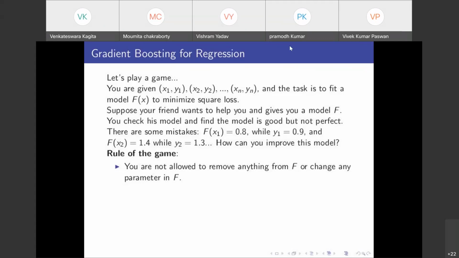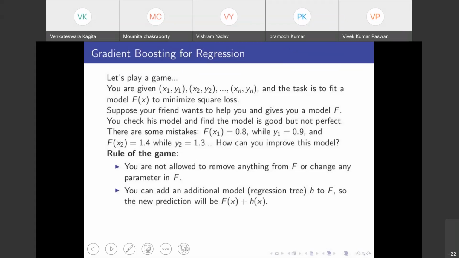You have some function f of x, which is a good model but not a perfect model, and you have to improve it. But the rule of the game is that you're not allowed to remove anything from f or change any parameter in f. So any guess from any of the participants? No? Okay, let's see.